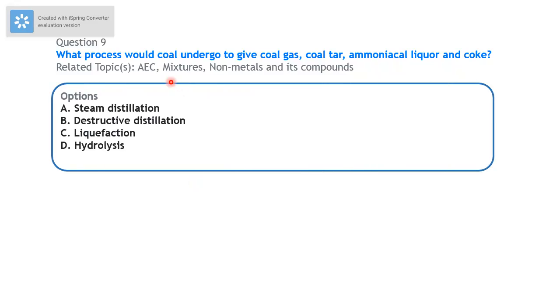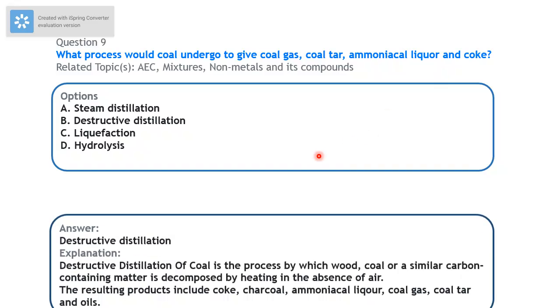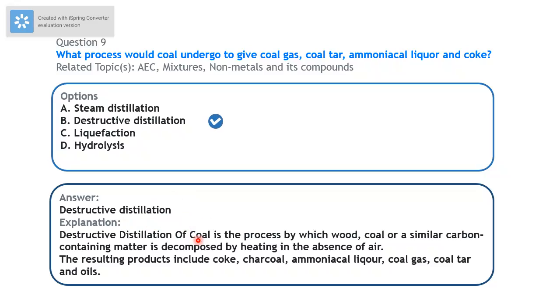Next, on mixtures, what process would coal undergo to give coal gas, coal tar, ammoniacal liquor, and coke? That will be what is called the destructive distillation of coal. The destructive distillation of coal is the process by which any coal-containing matter like wood is decomposed by heating in the absence of air. The products are coke, charcoal, ammoniacal liquor, coal gas, coal tar, and oils. So destructive distillation of coal would produce coal gas, coal tar, ammoniacal liquor, and coke.